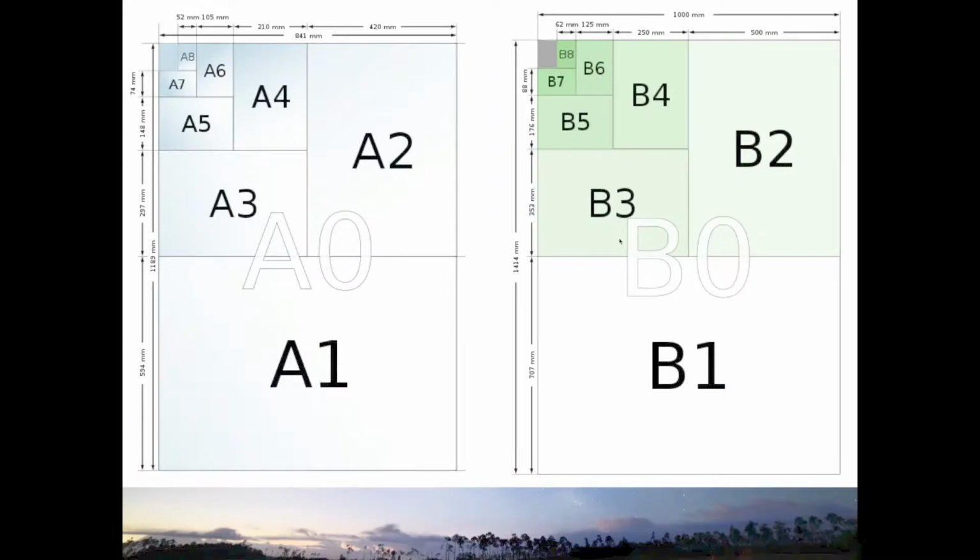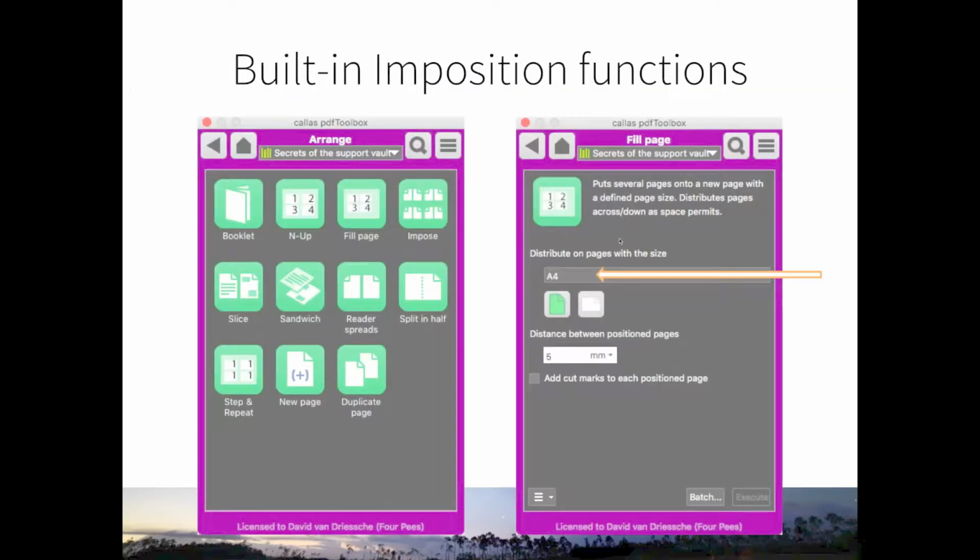But what we need to talk about here is page sizes. And very specifically, when you look at the imposition functionality inside of pdfToolbox in the switchboard, you go to the arrange section of the switchboard, and you have a whole bunch of stuff that relates to imposition in there. Booklet, up, fill page. Our slice button is of course in there as well, but I'm really talking more about the real imposition stuff now.